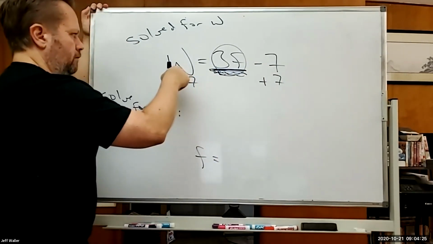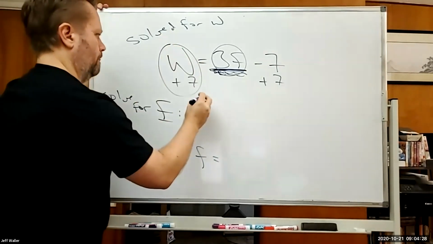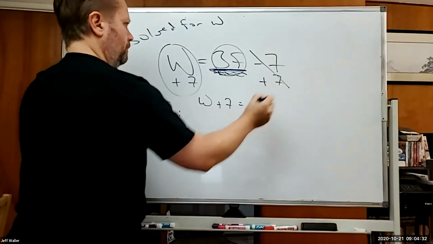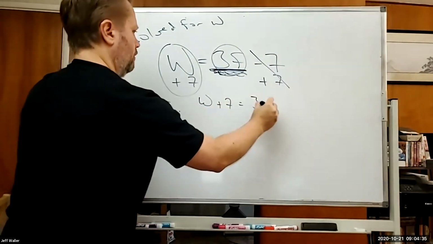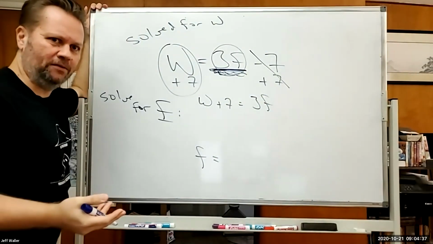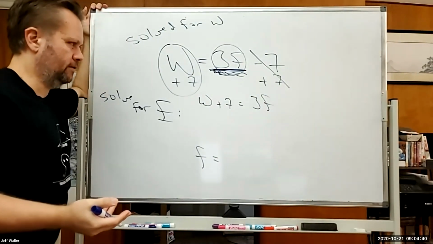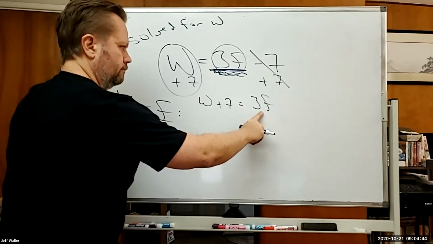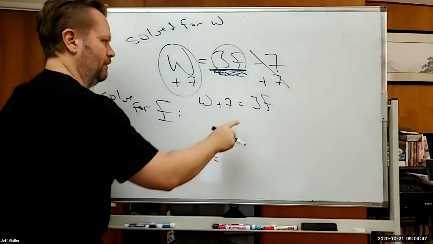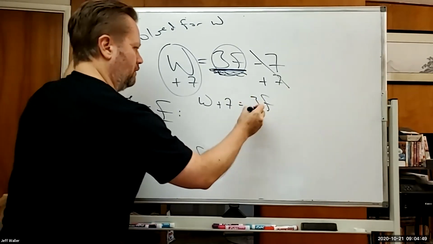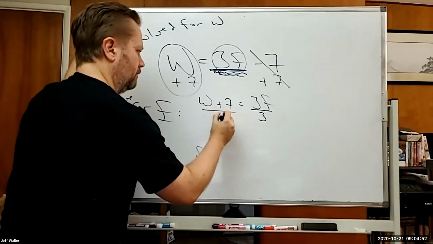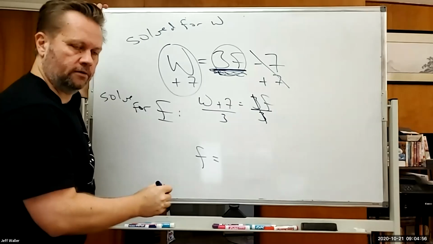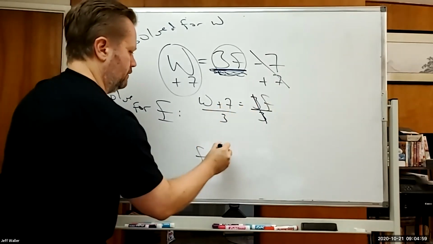So I've got W. So how do I write this? W plus 7. And what's left over here? 3F. And I've got one last step to do. What do I not want on this side? I want F by itself, so I don't want the 3. So let me divide by 3. Now I get F is this.